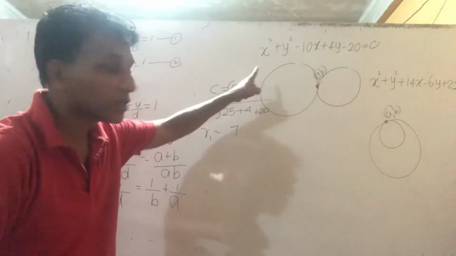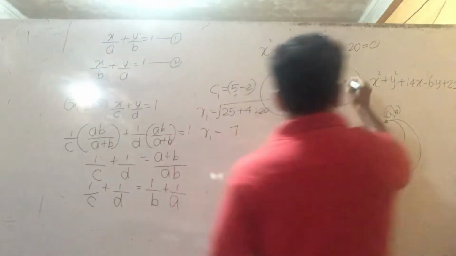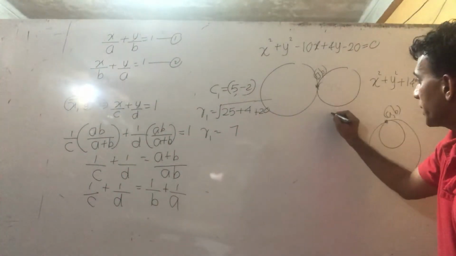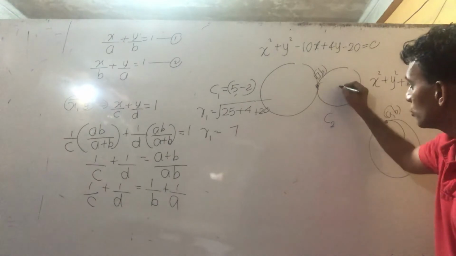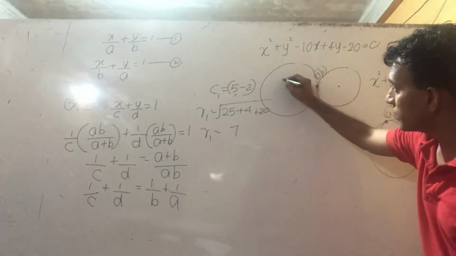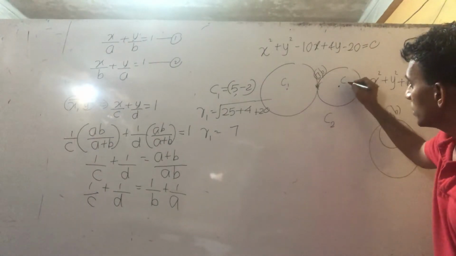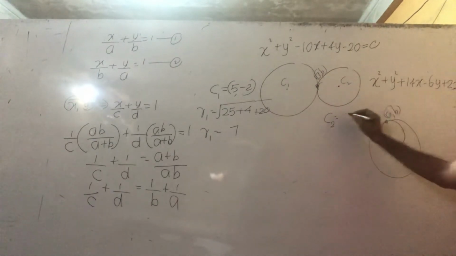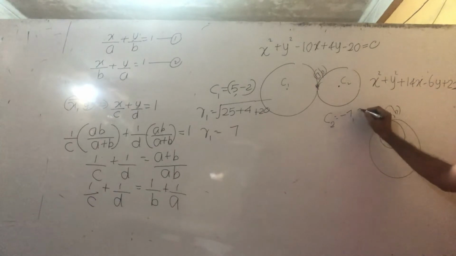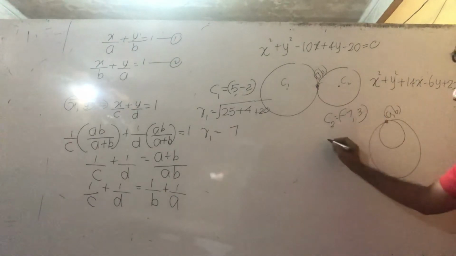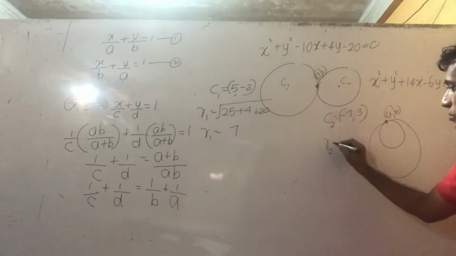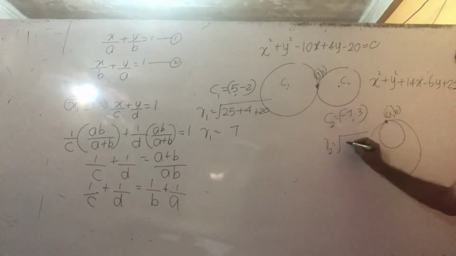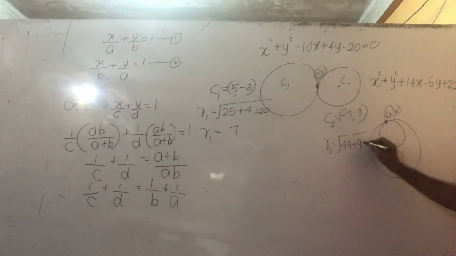The radius of this circle is 7. Follow the same here for this circle. What is the center? C2. Here C1, and here C2. What is center 2? Minus 7, comma 3. What is radius 2? Square root of 49 plus 9 minus 22.